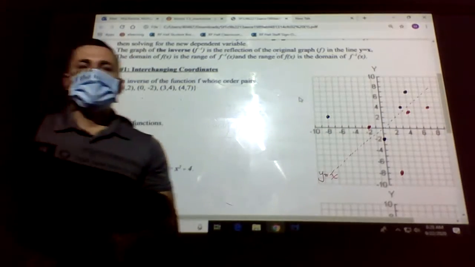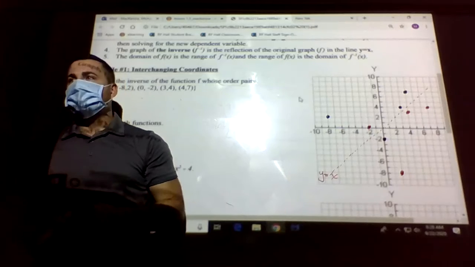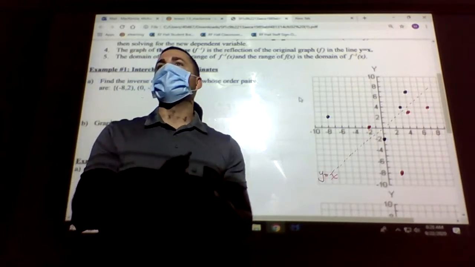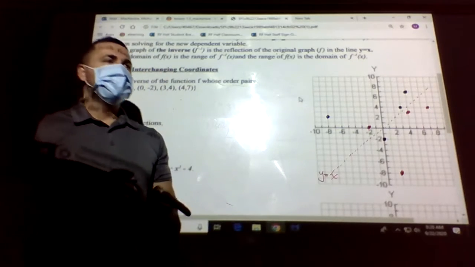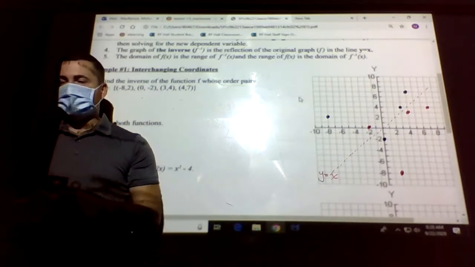And the key point too with inverse is the domain of the function is the range of the inverse, and the range of the function is the domain of the inverse.